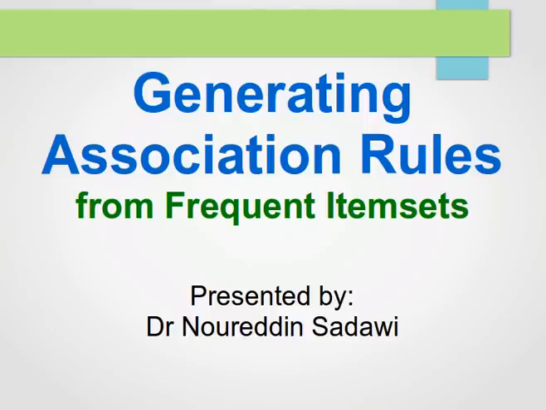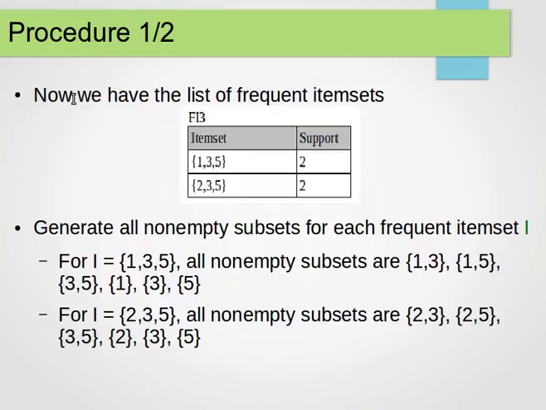We've learned over the last two videos what association rules are, and we've now learned the Apriori algorithm for mining frequent item sets. In this video, which will be based on the previous two videos, we will learn how to use those frequent item sets to generate association rules. So now we have the list of frequent item sets.